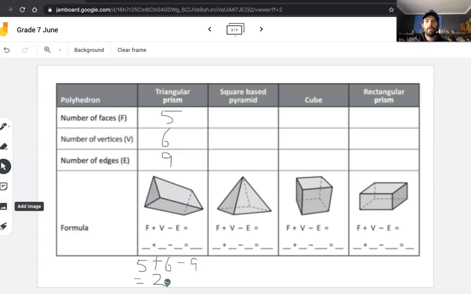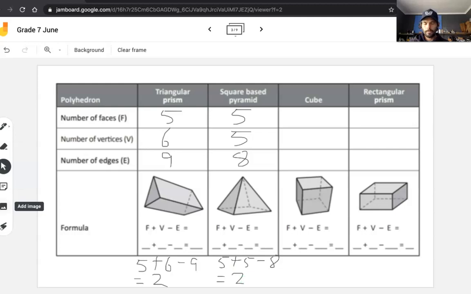Okay, let's go on to square-based pyramids. The number of faces on a square-based pyramid is 1 square-based face and 4 triangular faces, so it's 5 faces. The number of vertices is going to be 5 as well, so there are 5 corners. So the 4 corners of the square base, and then the apex at the top of the pyramid. And the number of edges, if you count that up, is going to be equal to 8. So there we have 5 plus 5 minus 8, and that's going to give us an answer of 2.